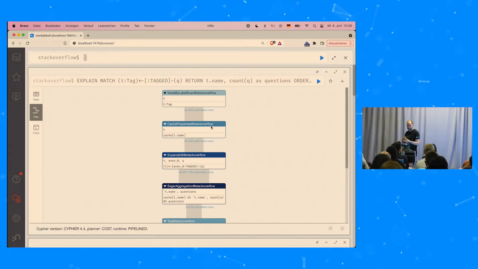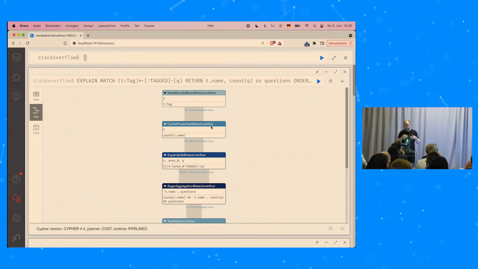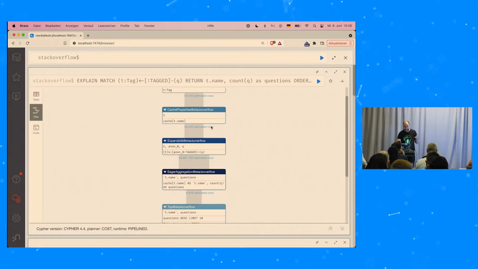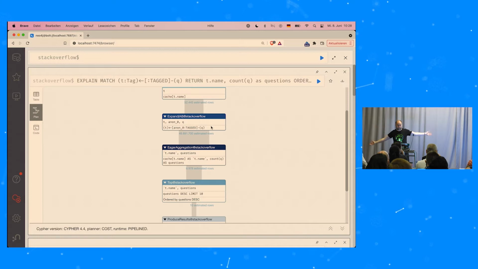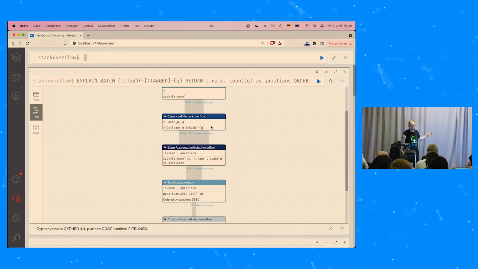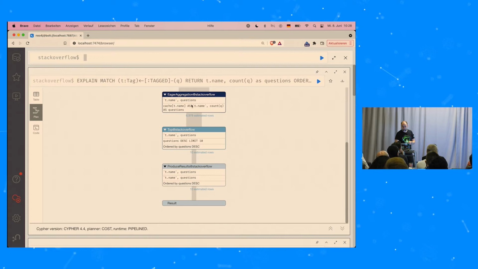So you basically see the different operators in Cypher. This is doing a label scan, so it scans over all the tag labels. Then it fetches the name for the tag as well. Then it expands over all the questions. You see it expands over almost 50 million relationships here. Then it collects all the questions into an aggregation, the count aggregation here, and then does sorting and limiting.